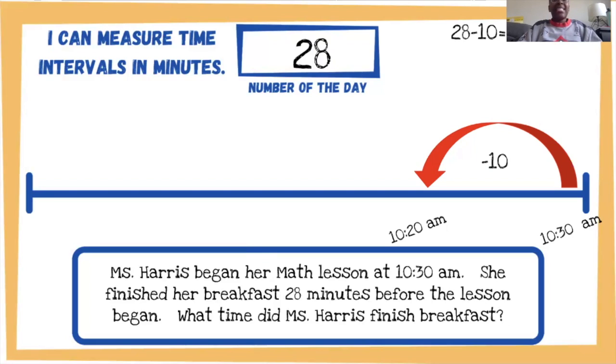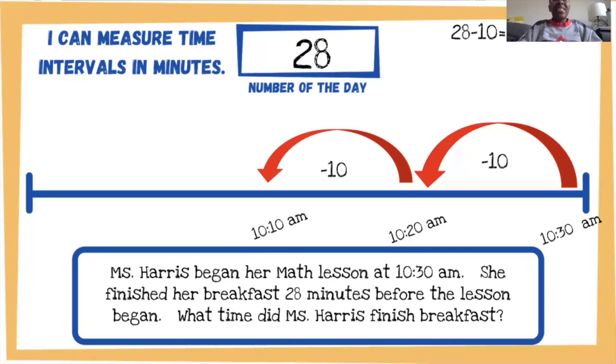If I have 18 minutes, what's another good increment that I could use to get closer to the time that Miss Harris finished her breakfast? Great job. I could take away another 10 minutes. So if I take away 10 minutes from 10:20, what time would it be? That's right, the time would be 10:10.